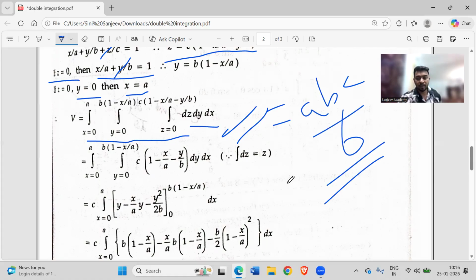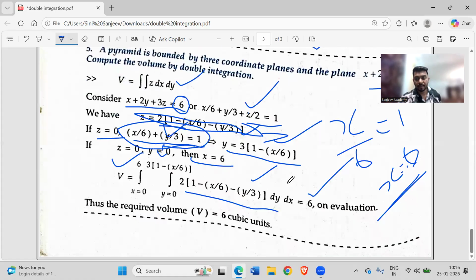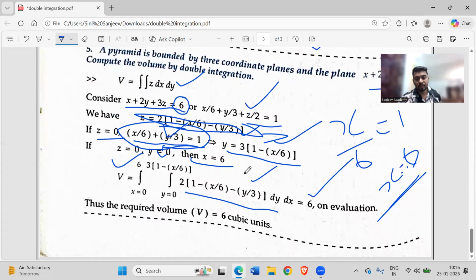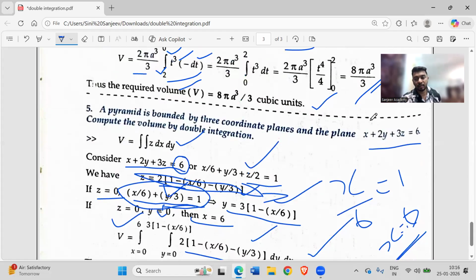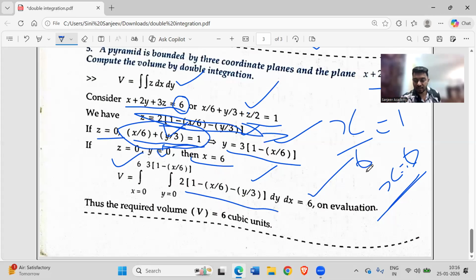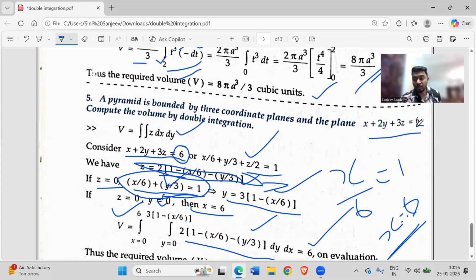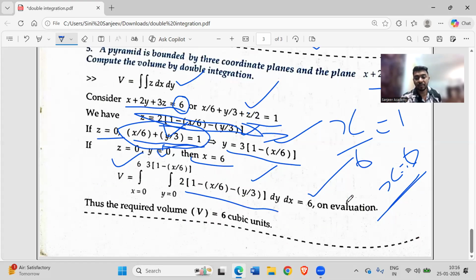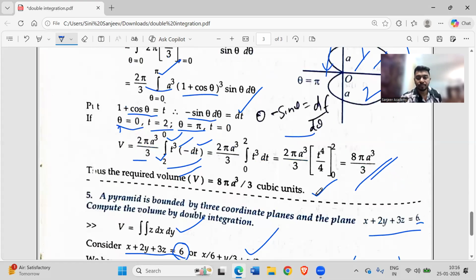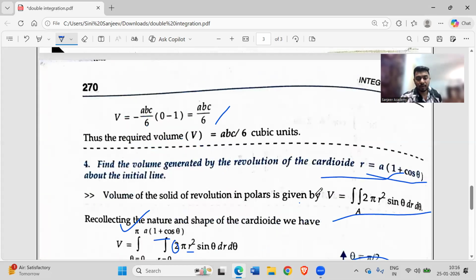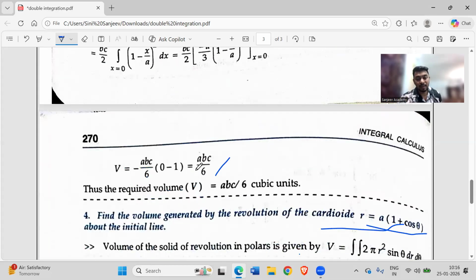If I want to check it here, in the last question, you got x by 6 plus y by 3 plus z by 2. Correct? What is the final answer here? 6. You got the point. So this is also a clue given in the question itself. The answer is 6 only. So abc by 6.